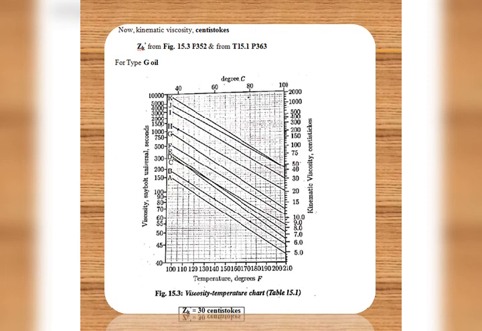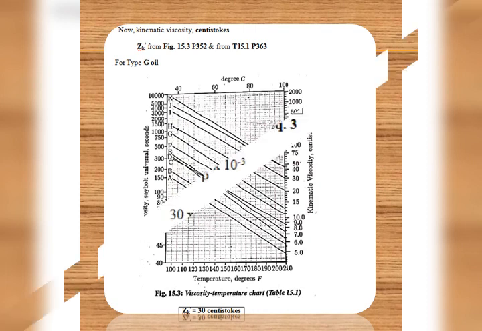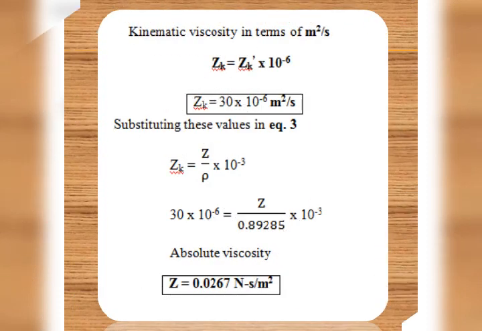Now just refer, for line G at 70 degrees, the kinematic viscosity comes to around 30 centistokes, correct? So that you need to consider in this particular step.